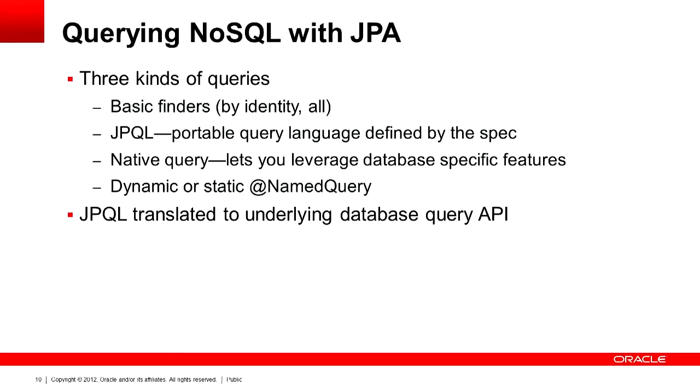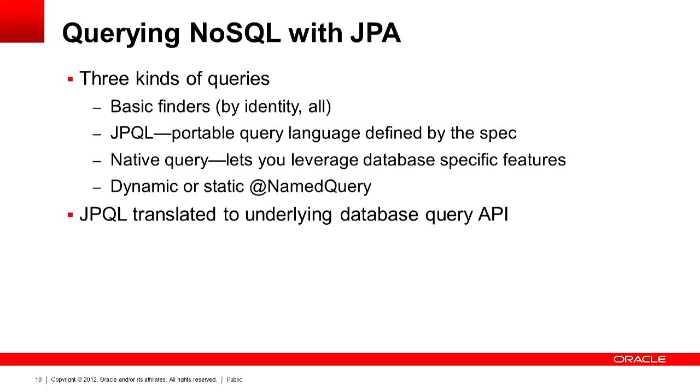Okay. In terms of querying, you have three different types of querying in JPA, as you know. Basic finders. Generally, these are supported by NoSQL databases. JPQL, and that's a portable language defined by the specification. And for databases that support querying, JPQL for the most part fits relatively well, because all the persistence engine really does is take your JPQL statement and translate it to its native format.